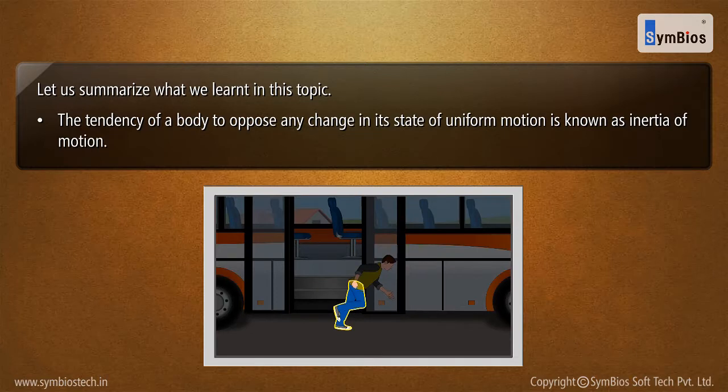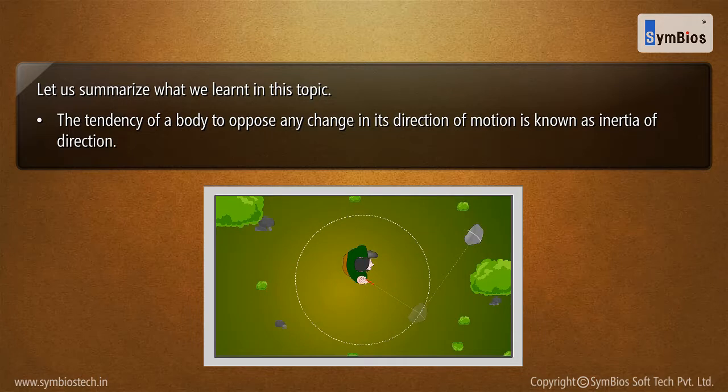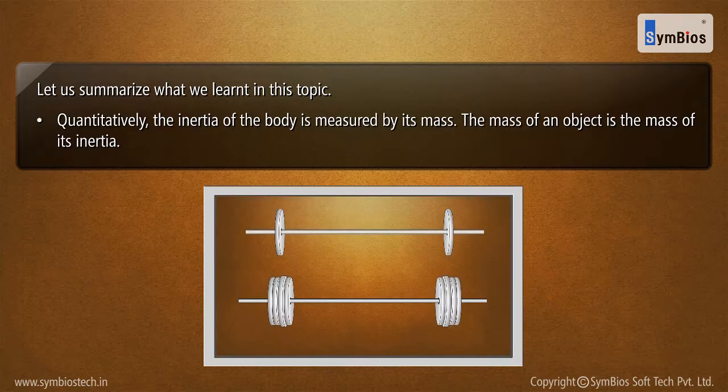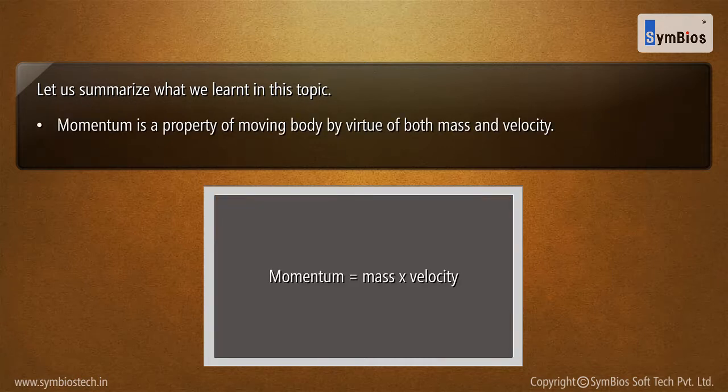The tendency of a body to oppose any change in its state of uniform motion is known as inertia of motion. The tendency of a body to oppose any change in its direction of motion is known as inertia of direction. Quantitatively, the inertia of the body is measured by its mass. The mass of an object is the measure of its inertia. Momentum is a property of a moving body by virtue of both mass and velocity.